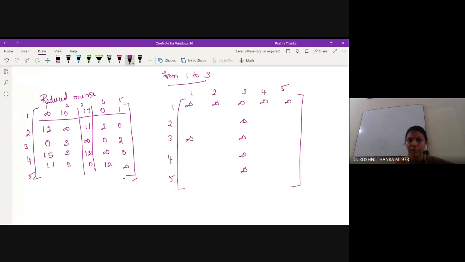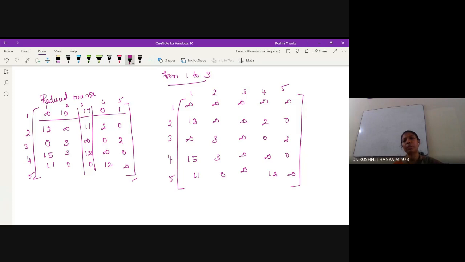The rest of the values you have to write as they are. So if I write the rest of the values, it becomes 12, infinity, 2, 0, and then here it is 3, infinity, 0, 2. The rest of the values as in the parent matrix we have to write as they are. Okay, 11, 0, 12, and infinity.